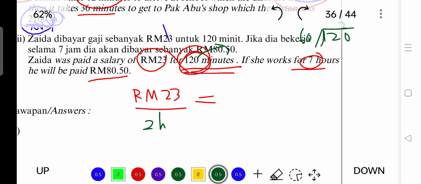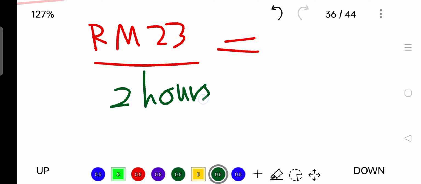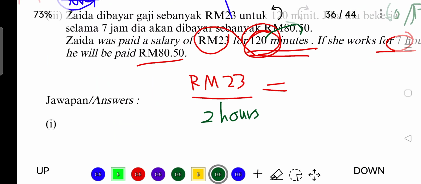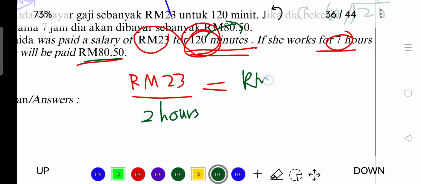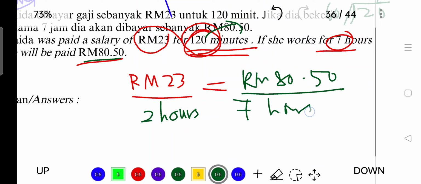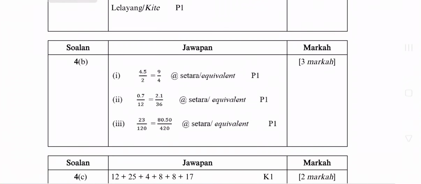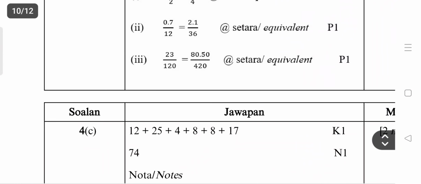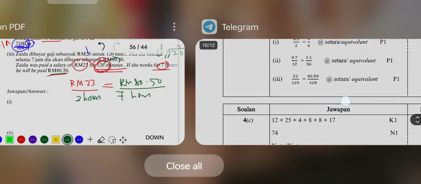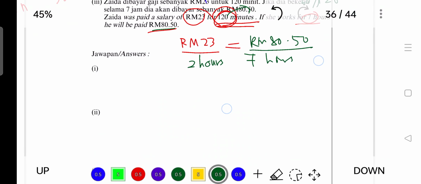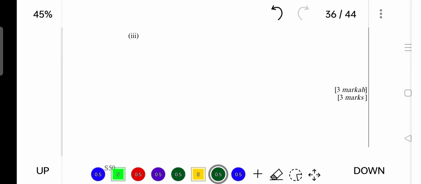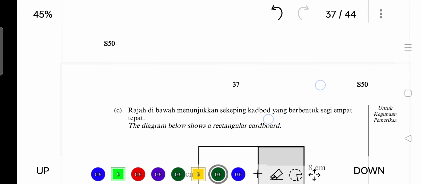Please write it nicely. Don't write like a teacher. Okay. And this one will be 80 ringgit 50 cents over 7 hours. Okay, so is that correct? Yes, but they convert it into minutes. Okay, nothing is wrong in that. It's up to you, as long as both of the units left and right are the same. Okay, you have successfully got 3 marks over there.